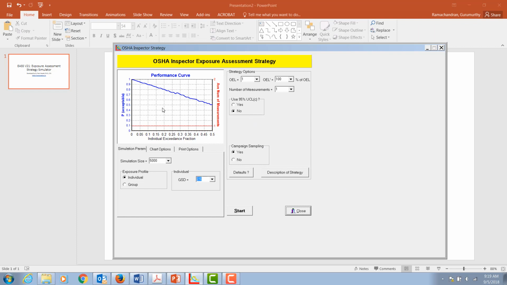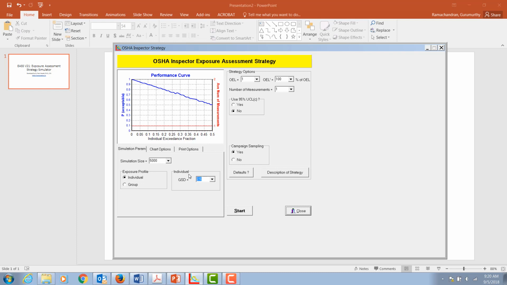And so you'll see several things here. On the top left-hand corner, you'll see a graph that is called a performance curve. On the x-axis, you will see an individual exceedance fraction, meaning the probability of an individual's exposure profile exceeding the occupational exposure limit. And what is listed on the left-hand side of the vertical axis is called P acceptable, which stands for the probability that the strategy will deem an exposure to be acceptable.